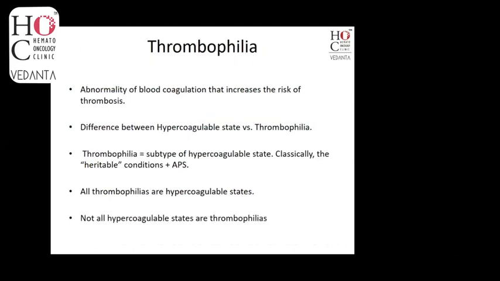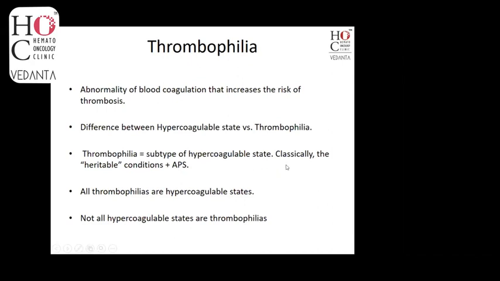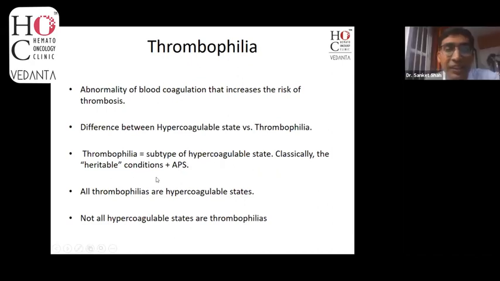Sometimes we also use thrombophilia instead of hypercoagulability. Thrombophilia is also an abnormality of blood coagulation that increases the risk of thrombosis, but there is some difference between hypercoagulable state and thrombophilia. Thrombophilia is basically a subtype of the hypercoagulable state, and classically it is all the inherited conditions plus antiphospholipid syndrome. So we can say that all thrombophilias are hypercoagulable, but not all hypercoagulable states are thrombophilias, right?